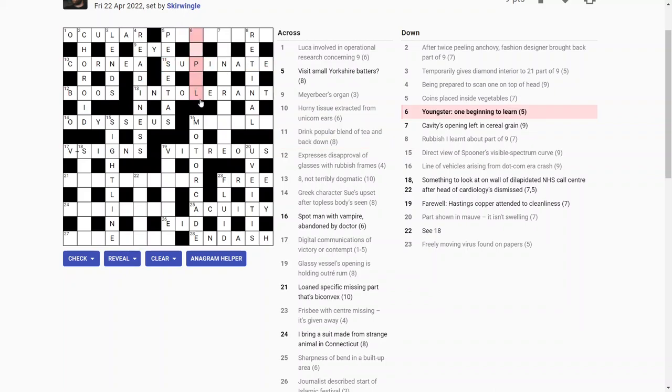Youngster, one beginning to learn. And look, there's our L. Youngster, pupil. Oh, I said puppy earlier, didn't I? I need to listen to myself. So youngster is a pup. One is I, beginning to learn is L, and pupil is... Oh, you know what this is? This is an amazing thing called an &lit clue, where the whole thing is the wordplay and the definition. I've never been able to write one myself. Obviously, Skirwingle probably can do it in his sleep. So the whole thing is the wordplay and the definition at the same time. Fantastic.